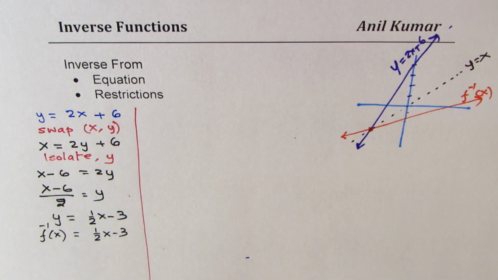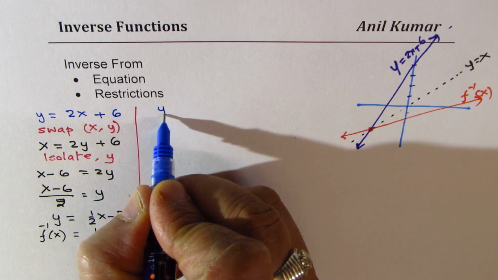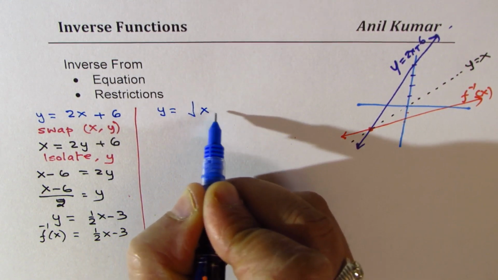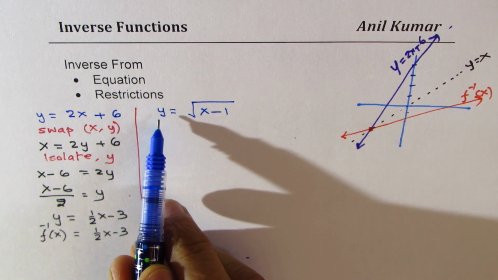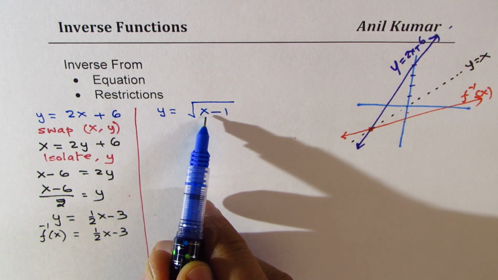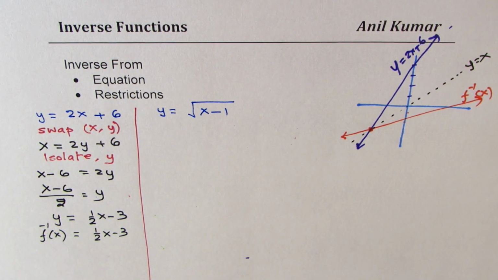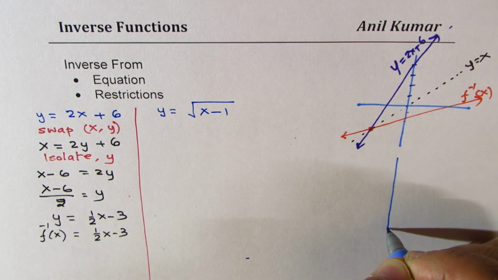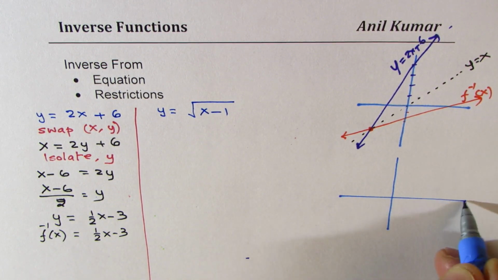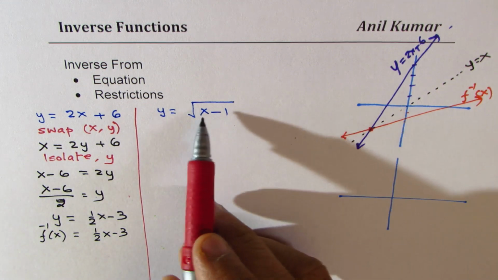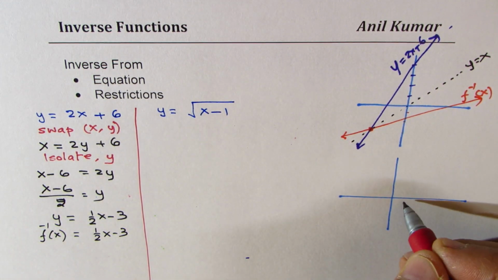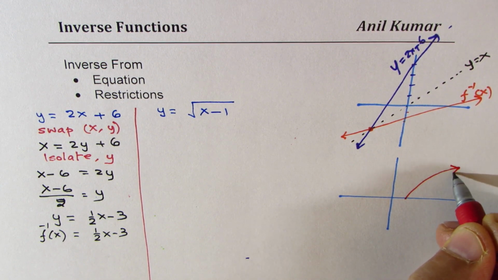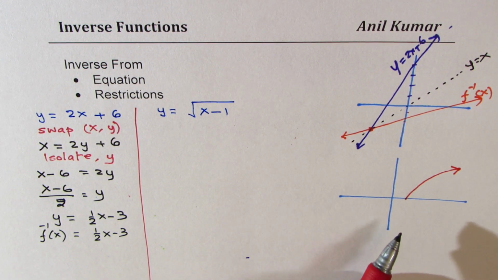So let's take y equals square root of, let's say, x minus 1. Now in this particular function, we have restricted domain and range. I could actually sketch this function here as y equals square root of x minus 1, which means a square root function shifted 1 unit to the right. Correct? That's the kind of function we have.